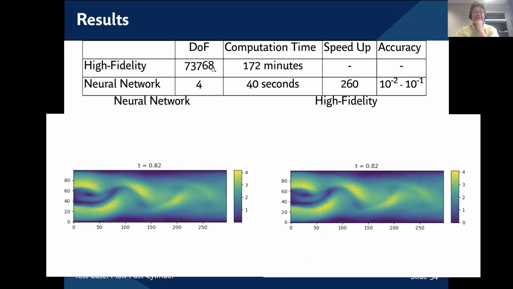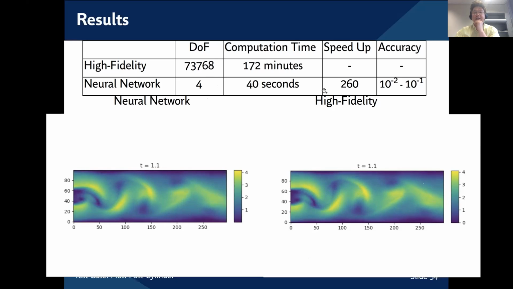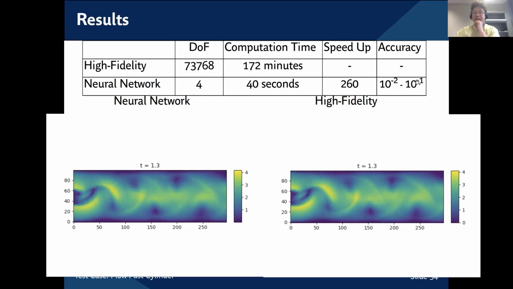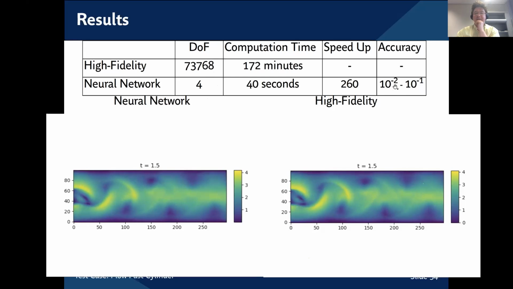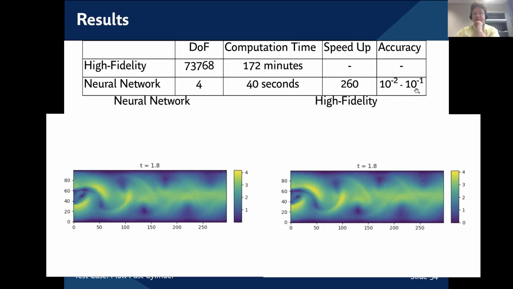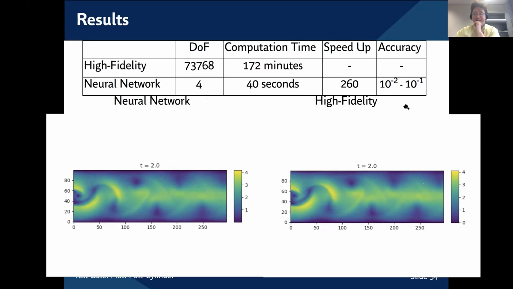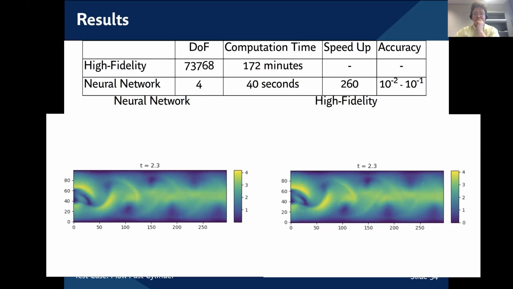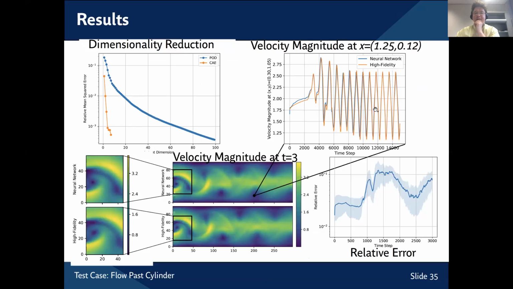We were able to decrease the degrees of freedom from 73,000 down to 4. And in computation time, we get a speed up of around 260. Accuracy is slightly lower than the linear advection, and it's between 10 to the power of -2 and 10 to the power of -1, which in some cases might be unacceptable, but this, as we see on the next slide, is mostly due to a slight phase error, which is apparent here in the top right corner.